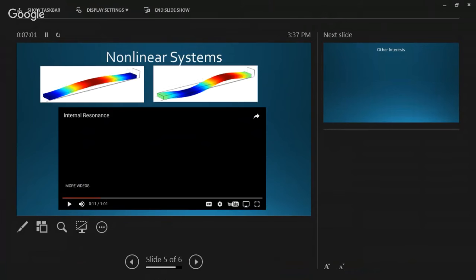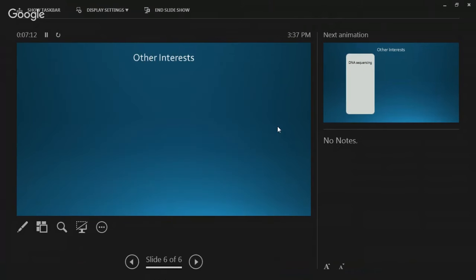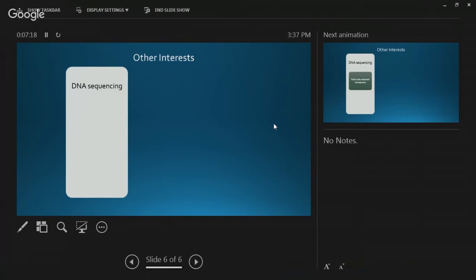So this is all because of nonlinear effects in these NEMS devices. Those are also some of the things that we try to study. Okay. Some of the other interests that I have, other than NEMS devices, is DNA sequencing.